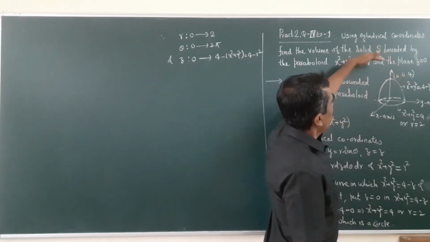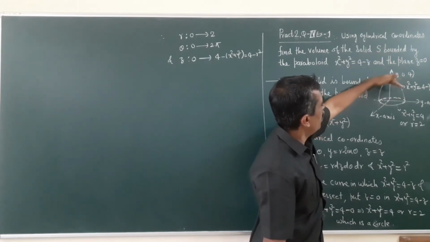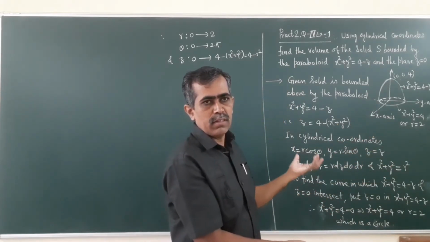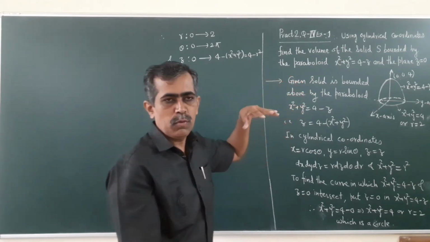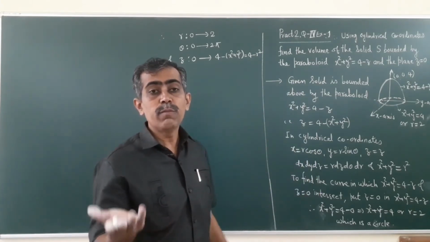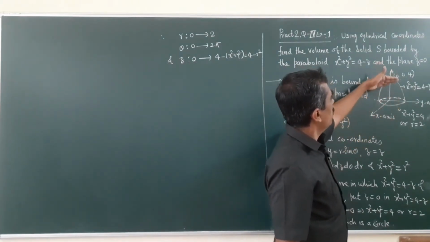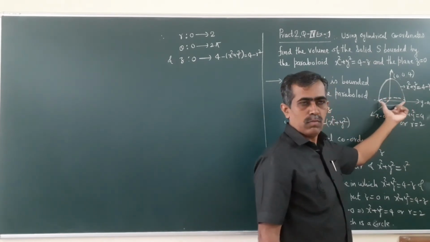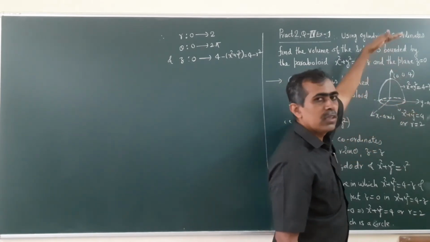So our solid is bounded above by this paraboloid and bounded below by the plane. It is just like, not exactly, but if you consider a watermelon, which is of the shape of an ellipsoid, and you cut it, you will get a shape like this. But what is the bottom here? The bottom here is z is equal to 0.